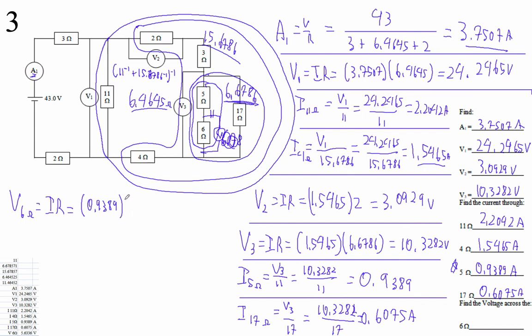And then it's times 6 ohms because that's the potential there. Okay, I got to find that. Oh, there it is. Boom, multiplied by 6. And that is 5.6336 volts. Okay.